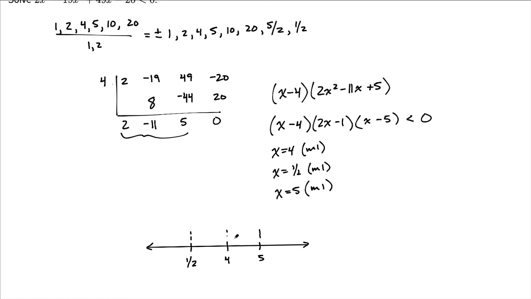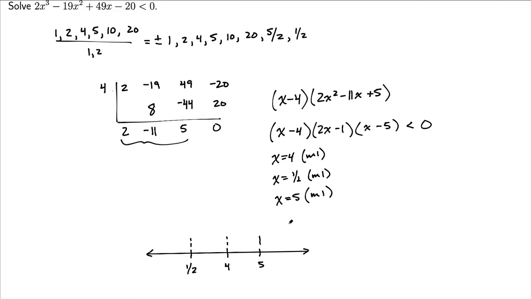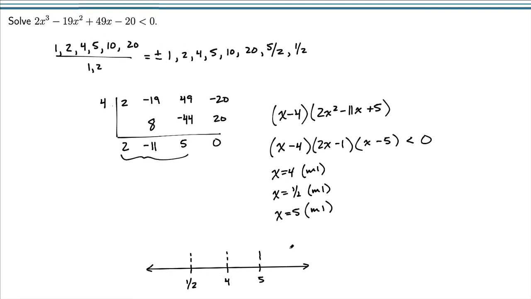And so now I've got 4 different regions, but luckily I can use my techniques to speed up my process. The far right region is determined by the leading coefficient, which is positive. So the far right here is positive. And each of these zeros has an odd multiplicity, meaning that the sign is going to change as I cross over. So from positive it changes to negative, from negative it changes to positive, from positive it changes to negative.